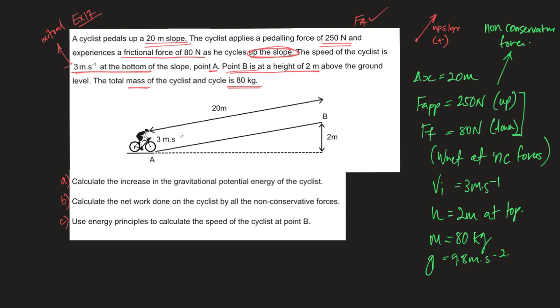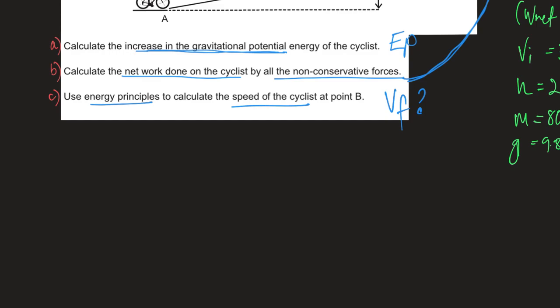The first thing it says is calculate the increase in gravitational potential energy. So I know we're dealing with EP. It says calculate the net work done on the cyclist by all non-conservative forces, and that takes me directly to my force applied and force of friction. Then use the energy principle to calculate the speed of the cyclist at point B, which is at the top, making that V final. So when I read the question, I need to write down my information, and then look at what they're asking for so that it's easier for me to get through the question. Let's have a look at answering these questions.